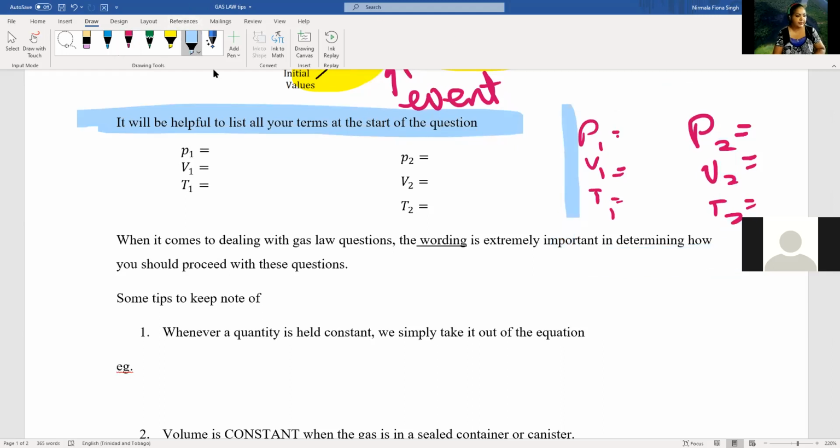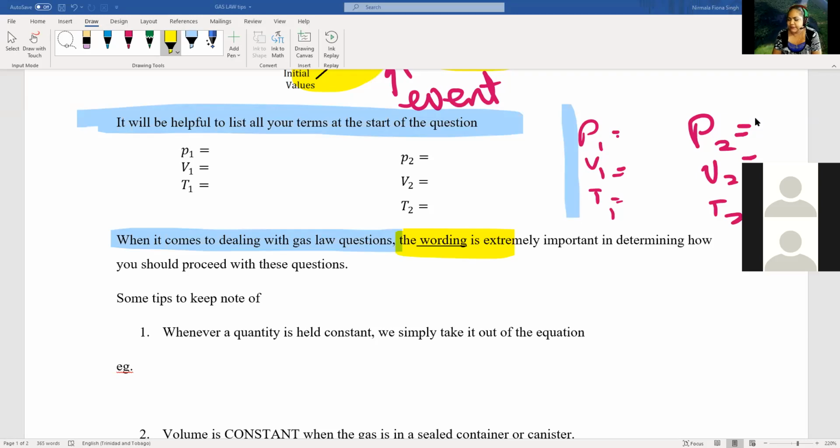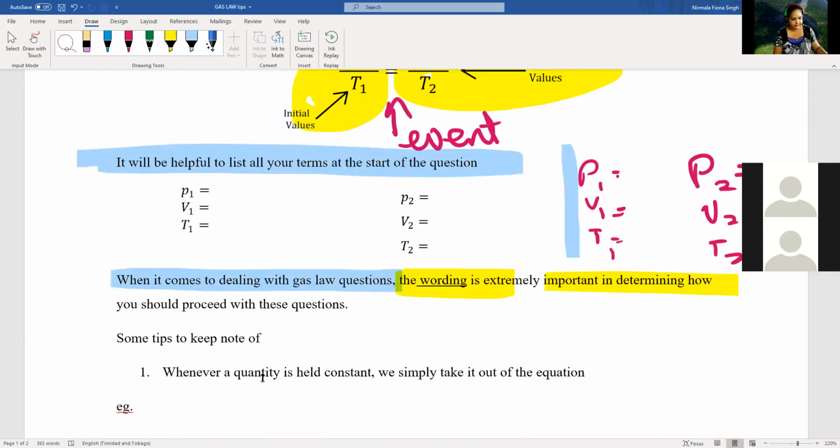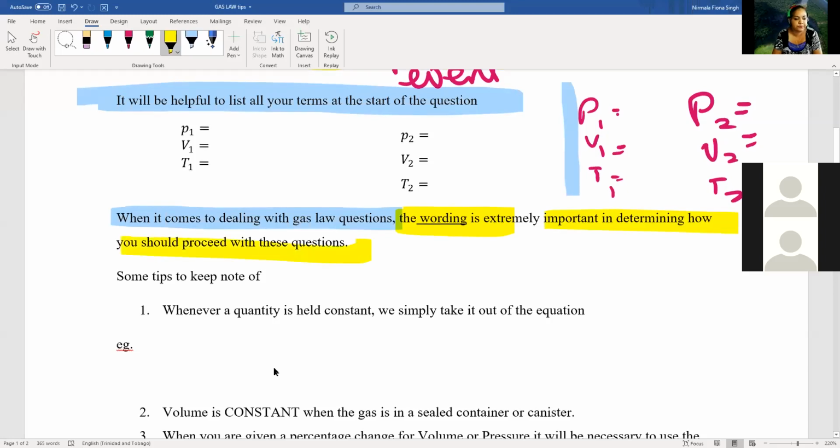Okay, all right. When it comes to dealing with gas questions, wording is extremely important. As I just said, the English language is probably sometimes the hardest part of these questions. Not the calculation. All we're doing here is multiplying and dividing. Ain't hard, right? So wording is extremely important in determining how you should proceed with these questions.